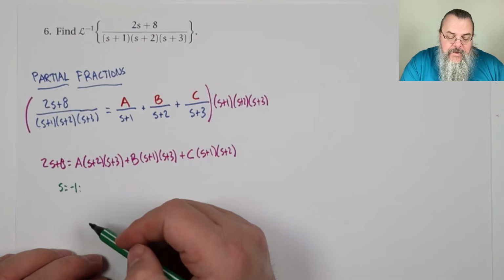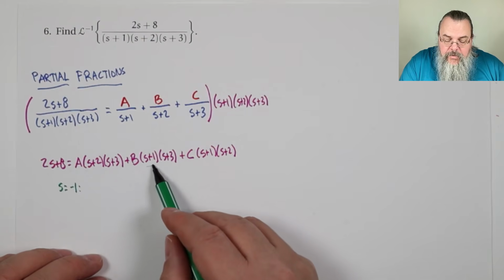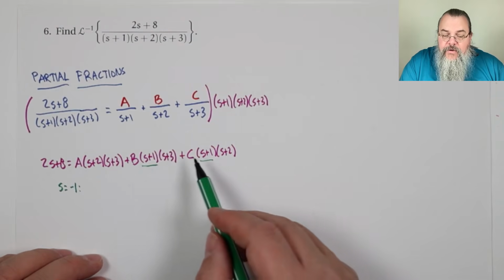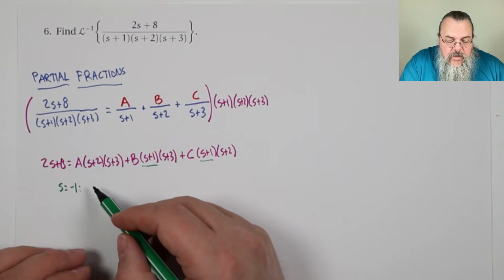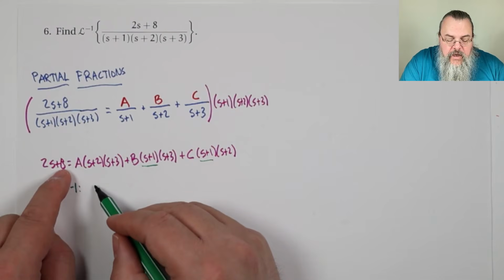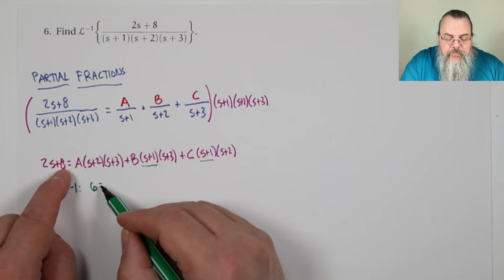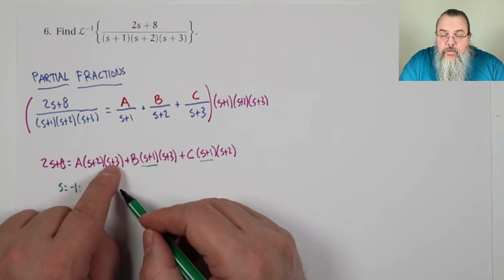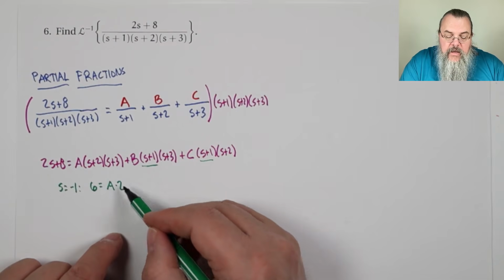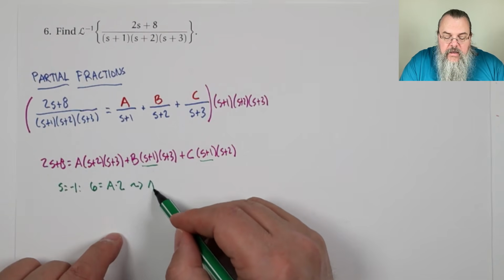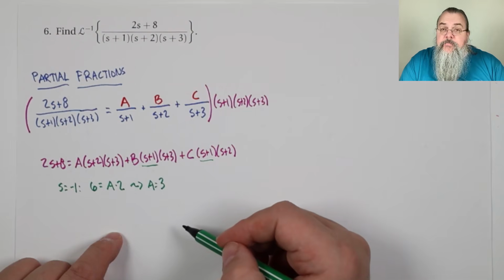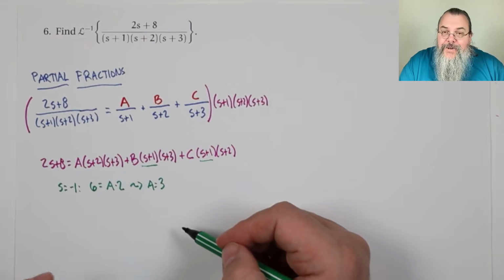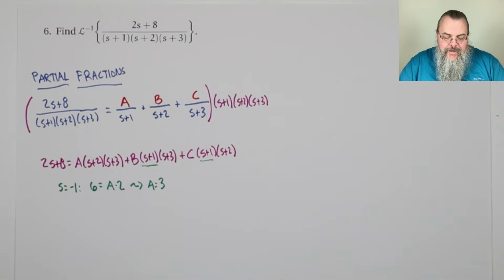Let's try it. Why? Because I see an s plus 1 term here and here. When I plug in -1, those terms go away. So in particular, we have minus 2 plus 8, which is 6, is equal to a times 1 times 2. So that would be 2a. All right, that says a should be 3. Right, 1 times 2. Good, that was quick.